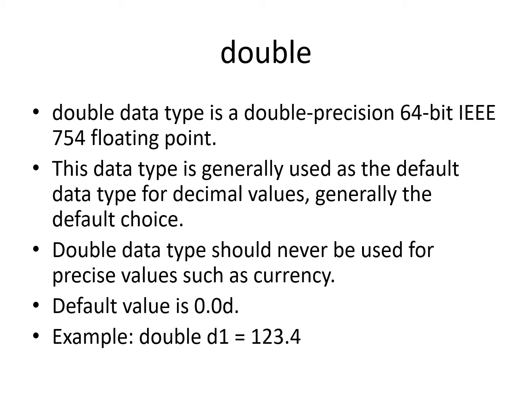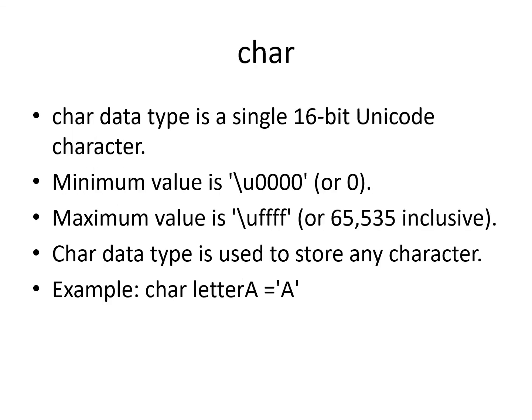The next floating point data type is double. Double data type is a double precision 64-bit IEEE 754 floating point. This data type is generally used as the default data type for decimal values, generally the default choice. Double data type should never be used for precise values such as currency. Default value is 0.0d. Example is double d1 equal to 123.4.